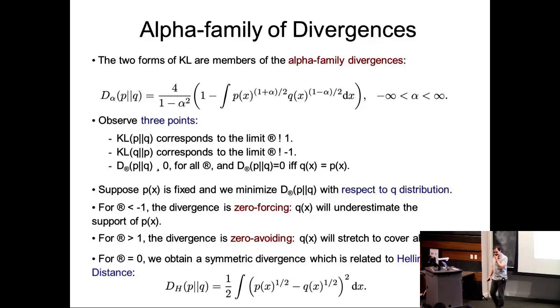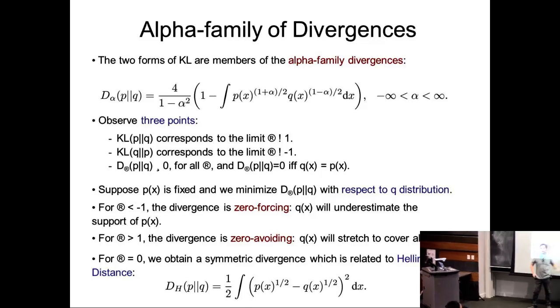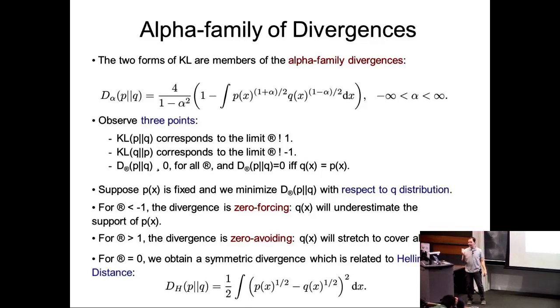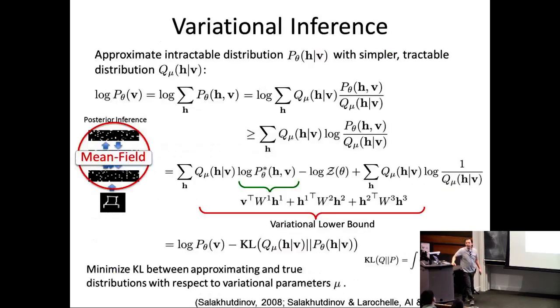There's also one other thing that people typically use. For alpha equals 0, you obtain a symmetric divergence, which is called the Hellinger distance, which has this form. So this is symmetric. If you set alpha to be 0, KL(P||Q) and KL(Q||P) are the same, which in some cases might be useful. Sometimes you see papers optimizing this divergence.